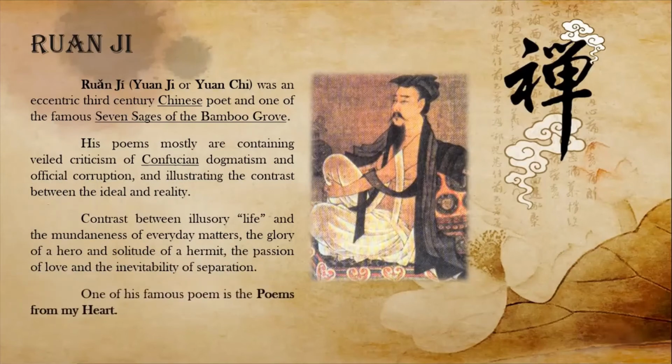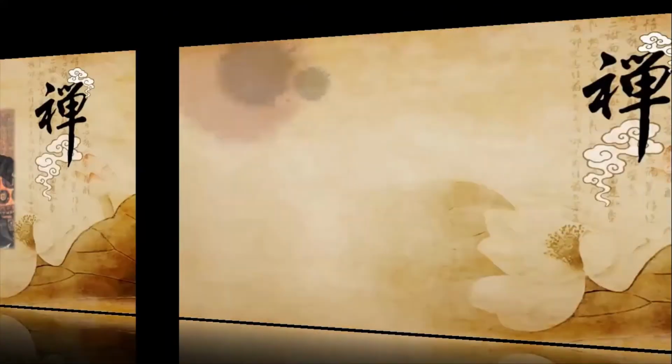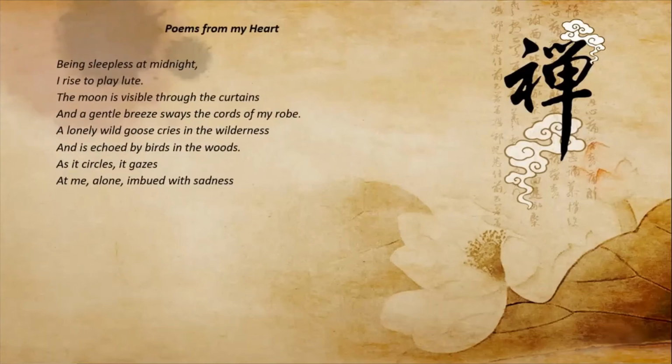One of his famous poems is Poems From My Heart. Ruan Ji's fame rests upon Poems From My Heart, an almanac of 82 pentameter poems written in a unique style. In the first poem of his almanac, Ruan Ji talks about this sad thought.